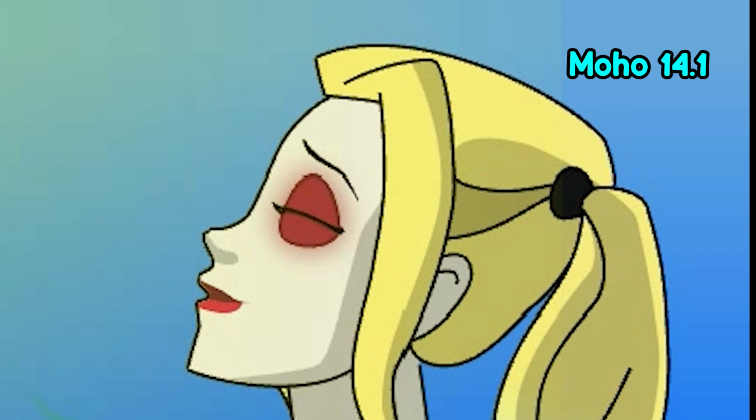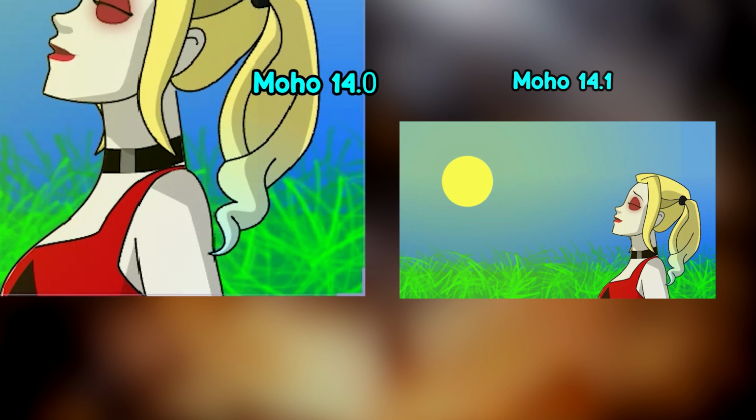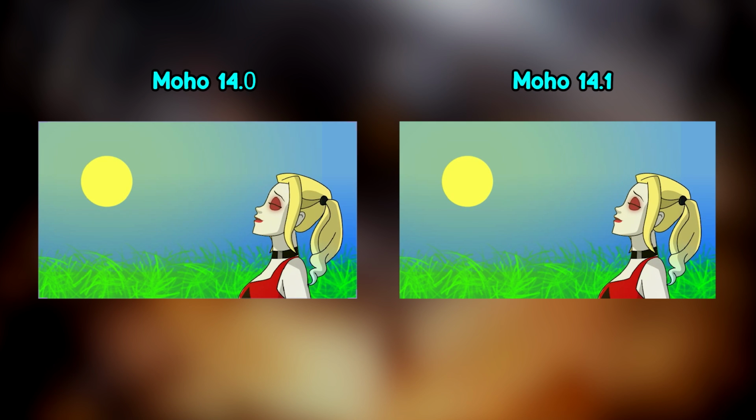So this is what increased resolution means. And if you take a closer look at the preview animation of Moho 14.0, you can see that the project output border is visible. However, in the preview animation of Moho 14.1, it's hidden. It's a very good improvement actually, because it makes your preview animations closer to your final render.